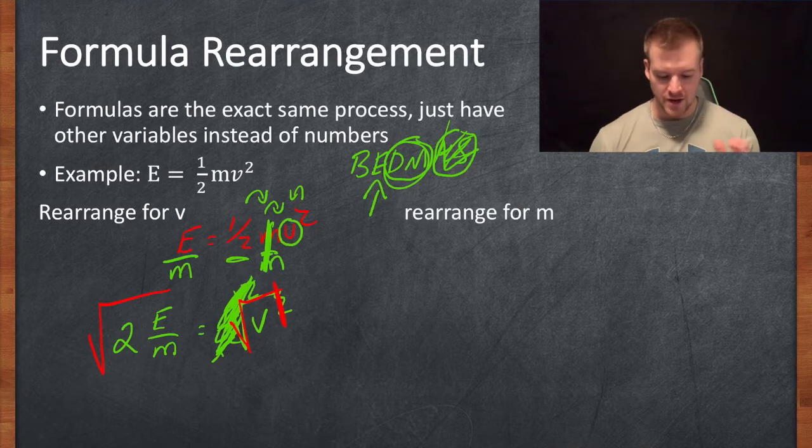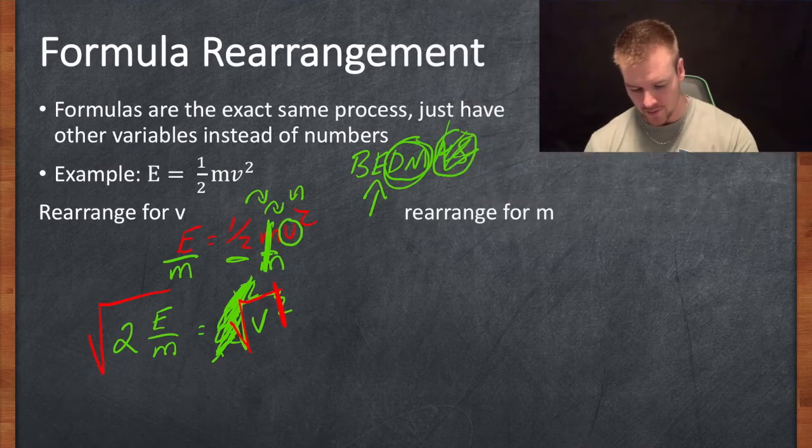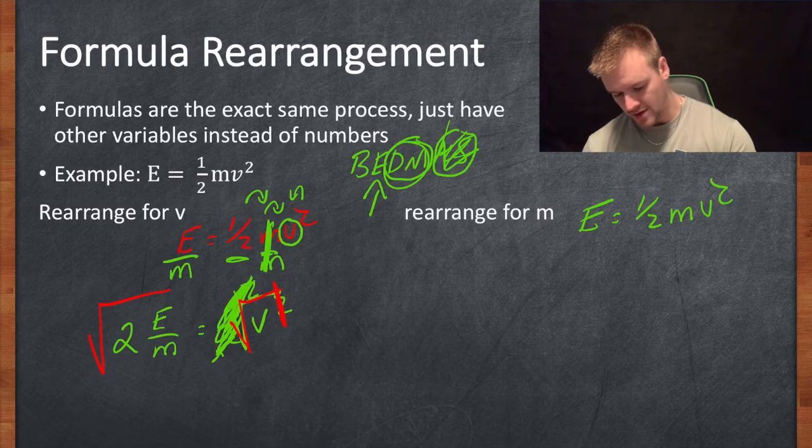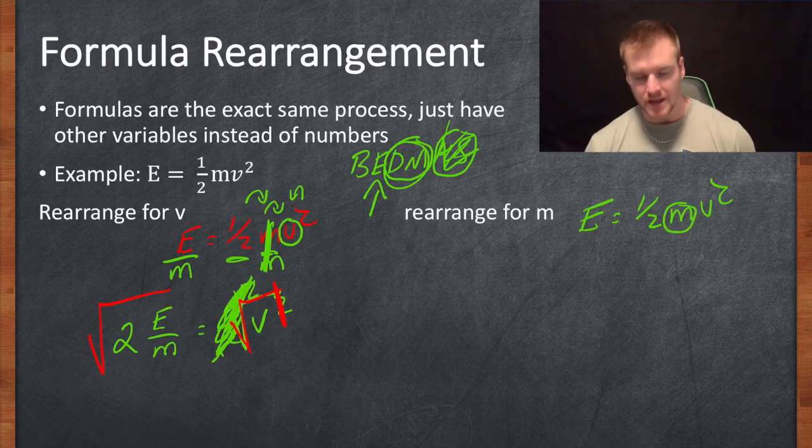Now let's also try rearranging for the m. It will be a little bit easier than the v, but let's show that one. I'm going to switch back to green here. So start with the original formula: E is equal to half mv squared. Figure out what we're trying to solve for. We're trying to solve for m in this case.